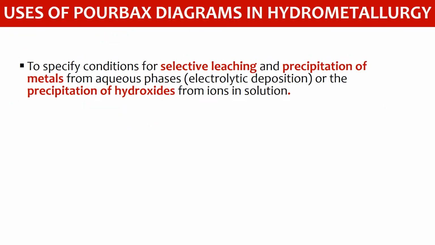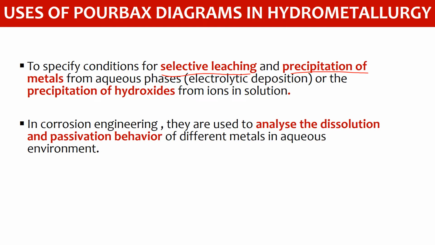Now, what are the uses of your Pourbaix diagrams in hydrometallurgy? The first use is to specify conditions for leaching, that is selective dissolution or selective leaching, and also to specify conditions for precipitation of your metals, usually in the form of hydroxides.